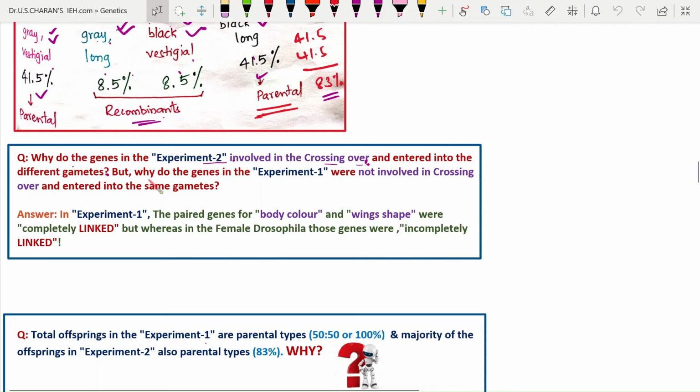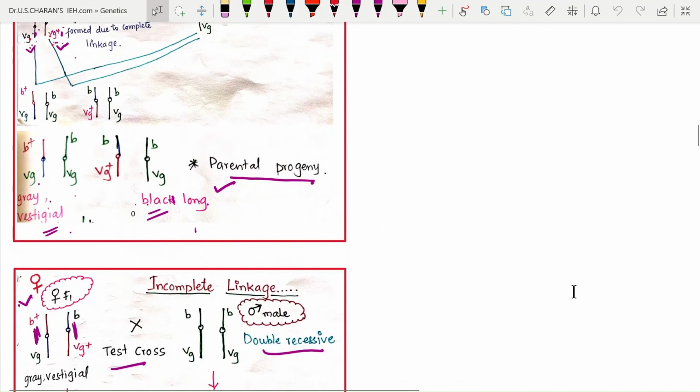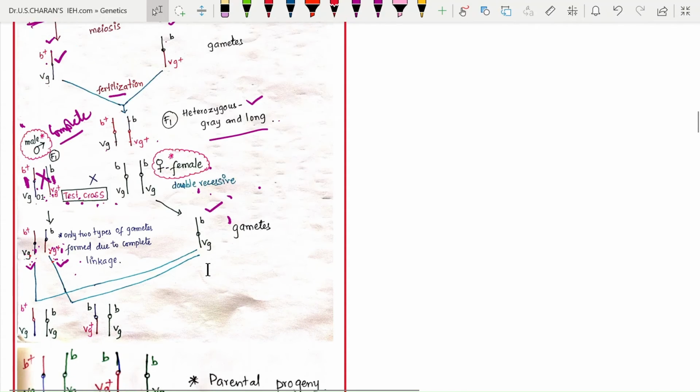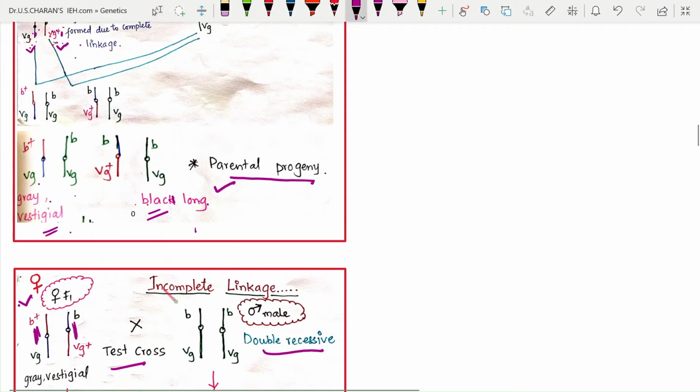The question is continued. Why were the genes in experiment 1 not involved in the crossing over and why did they enter into the same gametes? Because the genes are linked genes. That's why they were not involved in the crossing over. So no new genetic recombinations are formed. They formed only parental progenies in the next generation.